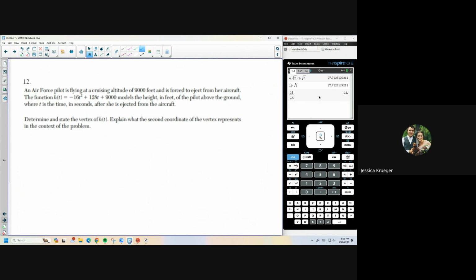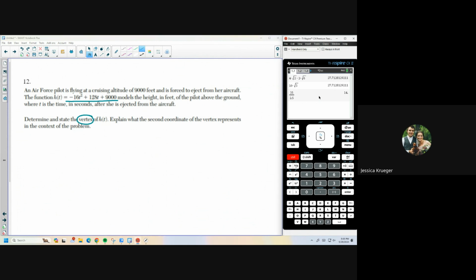Last one. An Air Force pilot is flying at a cruising altitude of 9,000 feet and is forced to eject from her aircraft. Here's the function that models the height in feet of the pilot above the ground, where T is the time in seconds after she is ejected. Determine and state the vertex of h of x.